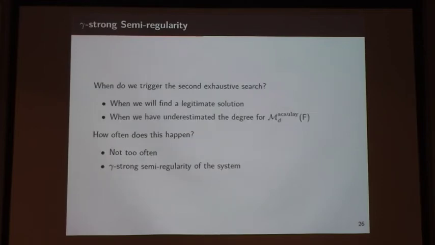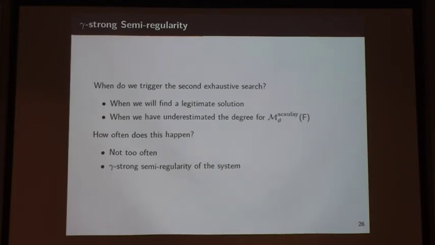So how often do we actually have to compute the second exhaustive search? Because we're sort of hoping that we can save time, right? So the question is, do we actually save time? How often do we have to check these n minus k variables? And the answer is not too often.